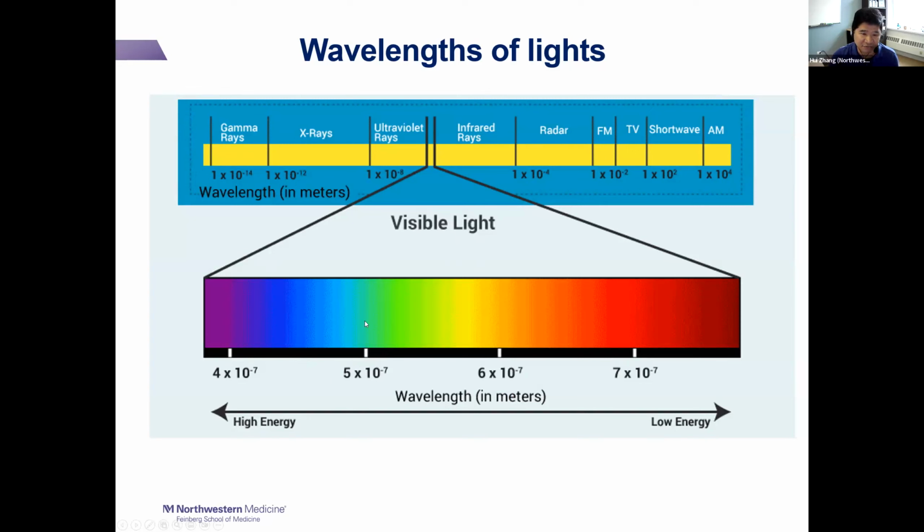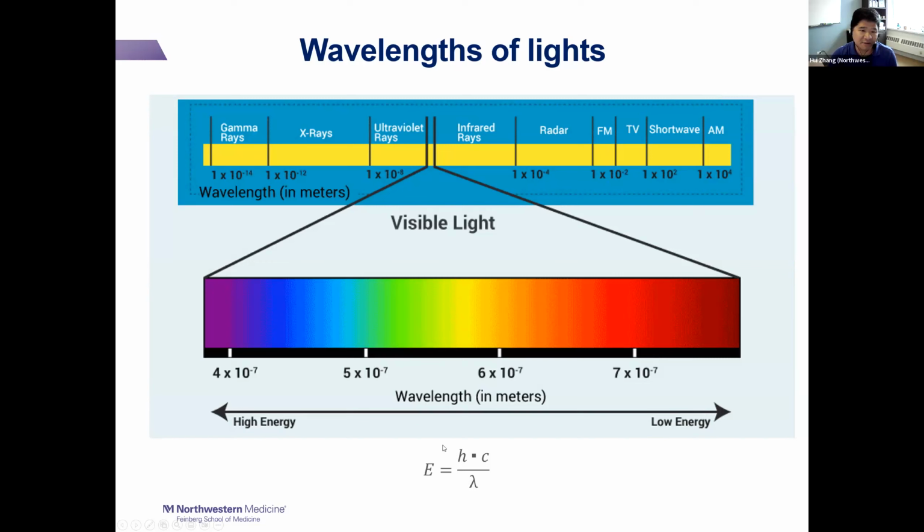So light is a wave. In addition, light is also a particle. That's what we learned in high school physics. As a particle, light has energy. The relationship between the energy and the wavelength is described by this. This is h and c, the constants. So the energy is inversely proportional to the wavelength.